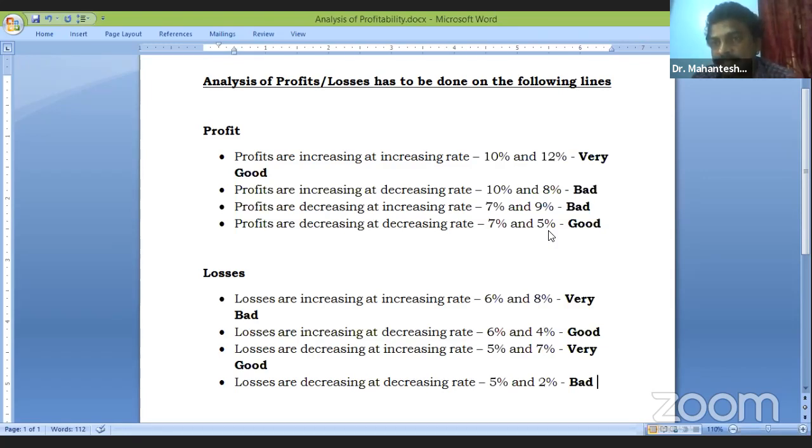So from SSLC to PUC, from PUC to graduation, from graduation to post graduation, like this, if you compare your own present performance with your own past performances, that is called trend analysis. I hope this concept is clear with the participants.